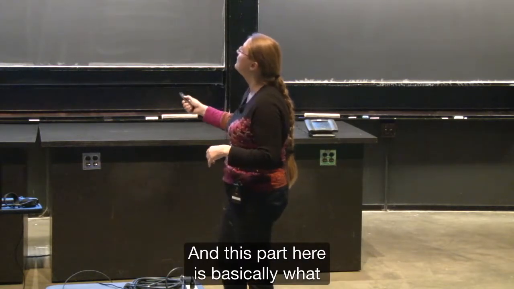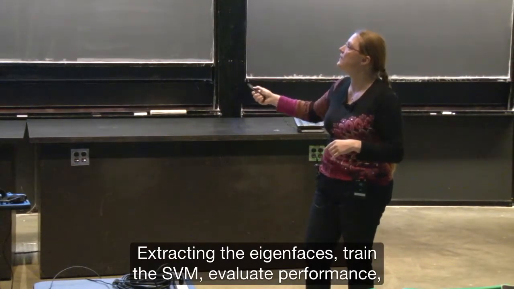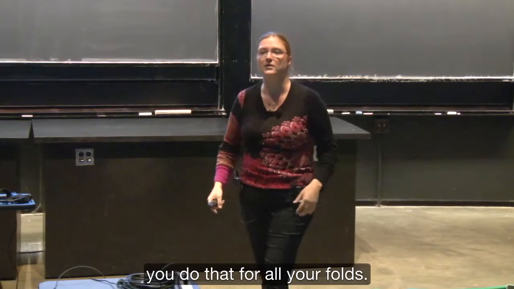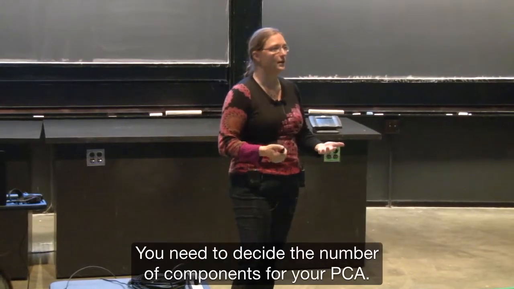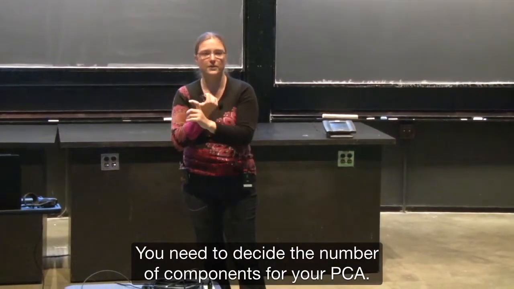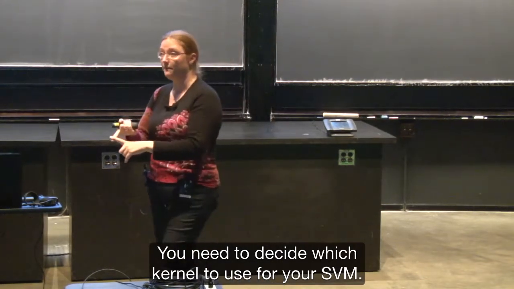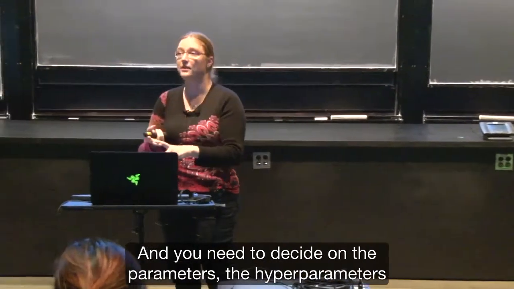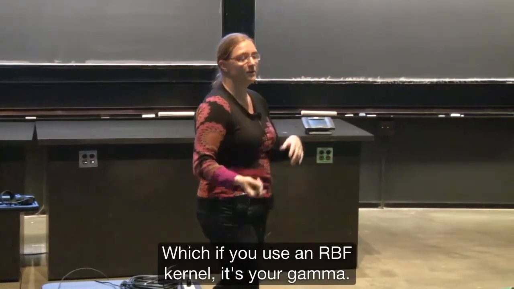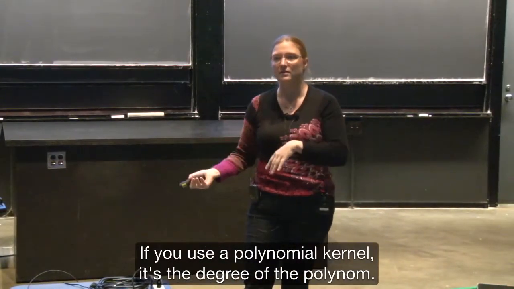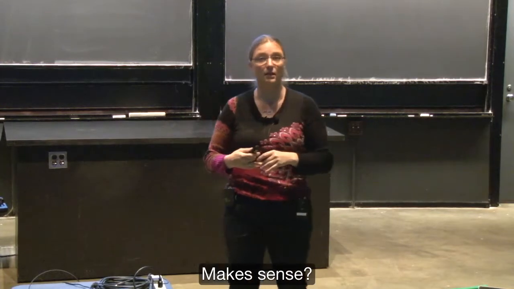So this part here is basically what is inside your cross-validation, right? Extracting the eigenfaces, train the SVM, evaluate performance. You do that for all your folds. And you need to optimize what internally here? What are your parameters? You need to decide the number of components for your PCA. You need to decide which kernel to use for your SVM. And you need to decide on the hyperparameters for the SVM, which if you use an RBF kernel is your gamma. If you use a polynomial kernel, it is the degree of the polynomial. Make sense?